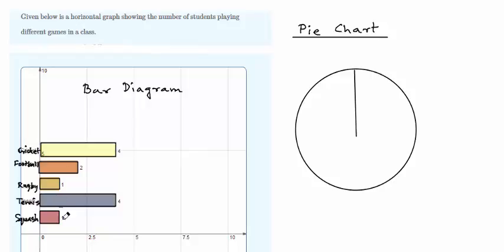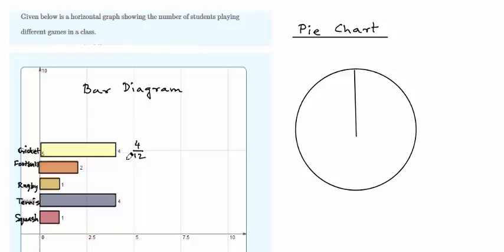So starting from a radius, it's about how many degrees you want to give to each one of these slices. Now we know that the total angle around the circle is 360 degrees. So to find the degree measure of each of these slices, you want to figure out what fraction of the total data should go to that slice. So if we look at this bar diagram, the total number of students is 4 plus 2, that's 6, plus 1 is 7, plus 4 is 11, plus 1 is 12. So 4 out of 12 play cricket. So that's a fraction.